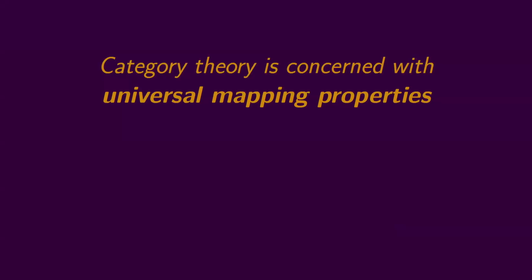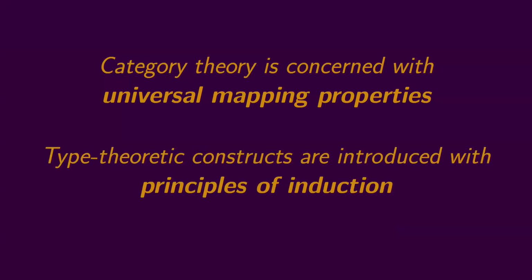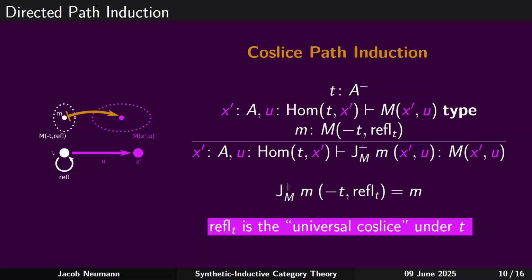And so category theory is really concerned with universal mapping properties. That's the bread and butter of category theory. Whereas in type theory, usually you want to introduce a type theoretic construct with a principle of induction. And so the idea of this style of synthetic category theory is that we should make our universal mapping properties be principles of induction. We already did that a minute ago with this principle of co-slice path induction.